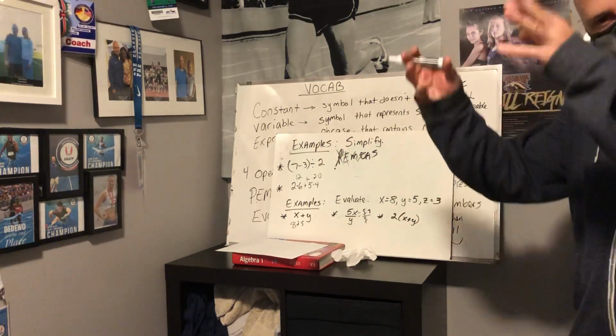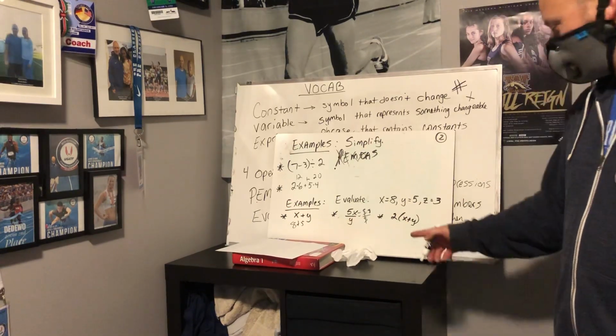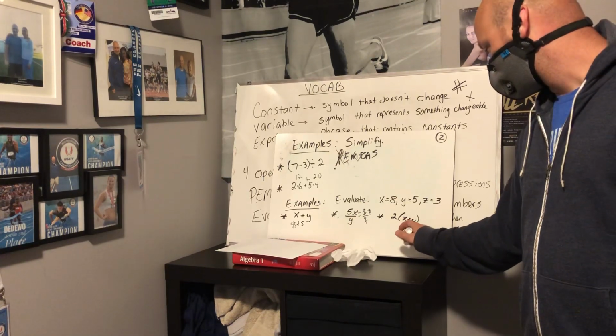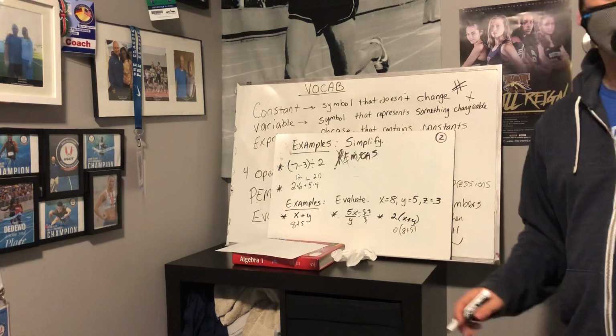Just plug in the numbers, do the math. All right, really tricky one. Not really. X plus y. So we have 8 plus 5 times 2 on the outside here, okay?